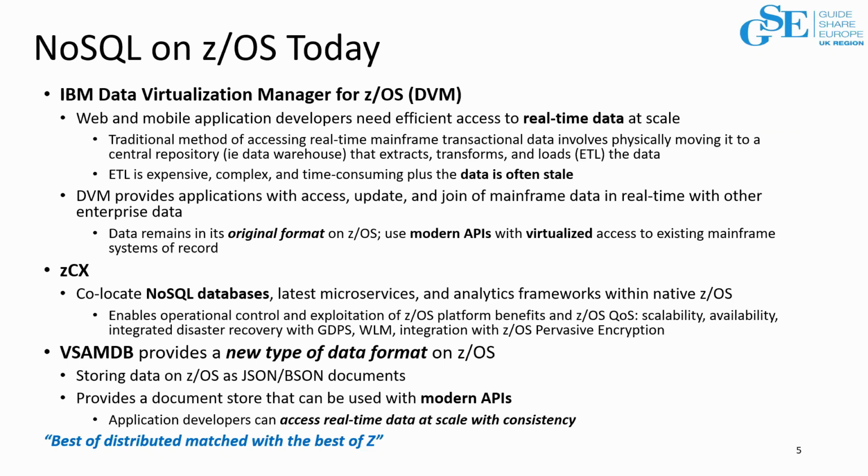So data stays on the platform, it stays in its existing format, and we use the modern APIs with the virtualized access to get to that data. One of the things where there are some limitations is that virtualization of the data can sometimes be complex, and oftentimes it's a struggle to figure out how do we virtualize that access.